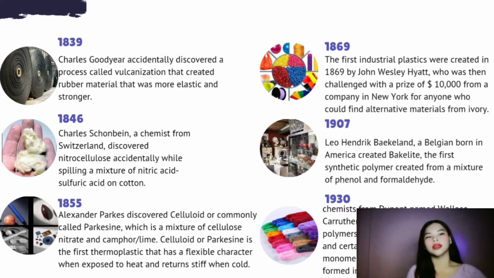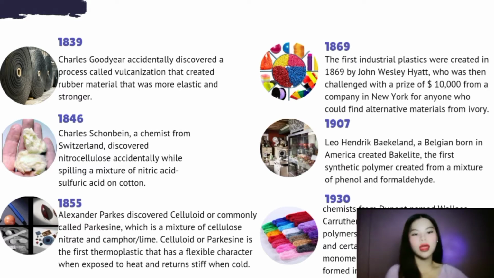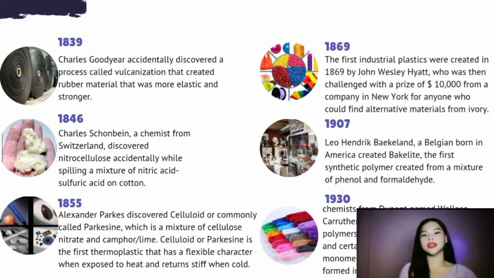So, now, let's go to 1907, where Leo Hendrik Baekeland, a Belgian-born American, created Bakelite, the first synthetic polymer, created from a mixture of phenol and formaldehyde. As you can see in the picture in our presentation, this is when clocks became popular with synthetic plastic around them. We were used to seeing wood around the clock before. So, in this period, they made the clock cover from synthetic plastic. And they also made telephone plastic and so on.